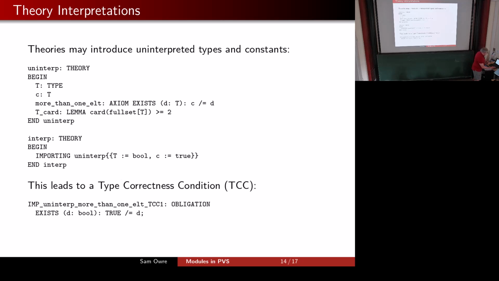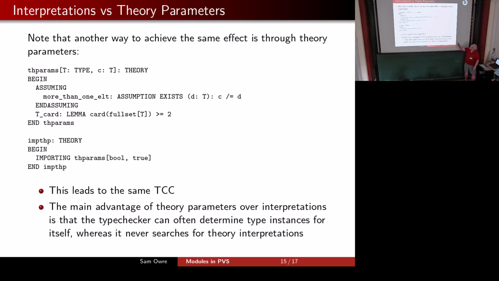So yeah, that leads to that type correctness condition. An alternative way to do this is through parameters. So now I'm defining the T and the C in the parameter list, and instead of an axiom, I'm doing an assuming. The assuming is basically a way of saying, here's what I expect to hold when you instantiate this. And when you then import it with bool and true, you get exactly the same TCC.